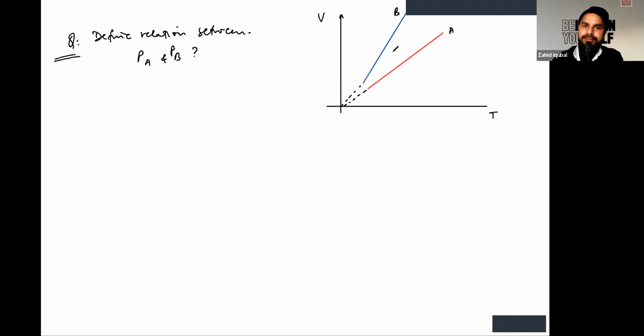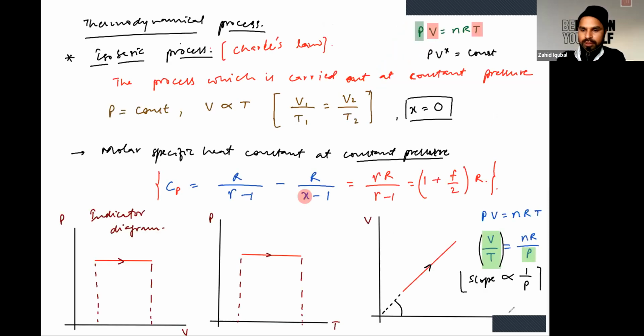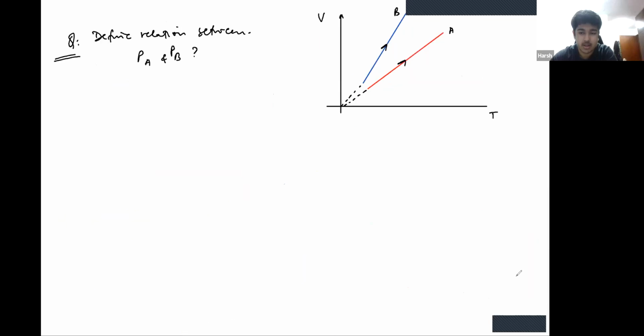Relation between PA and PB. Just say we have a volume versus temperature graph. In the last part, I defined to you that the slope of the volume versus temperature curve will be inversely proportional to pressure. Is it clear? Yes, sir. So first we have to calculate the slope of these two different curves. For A, it will be from this point to this point, but for B, it will be from this point to this point.